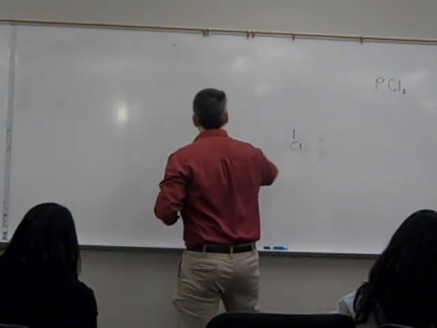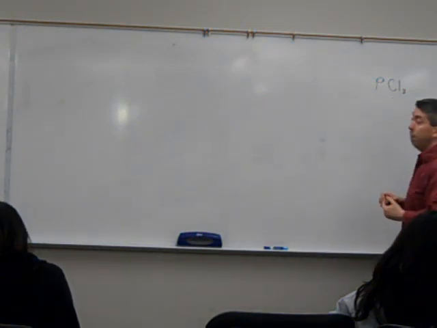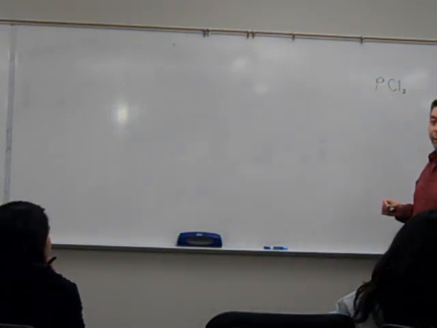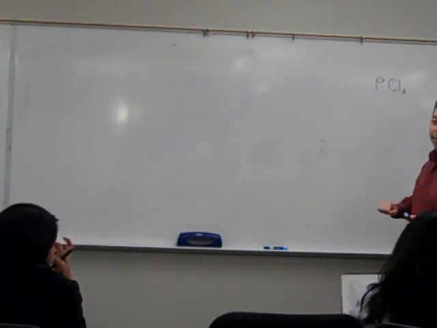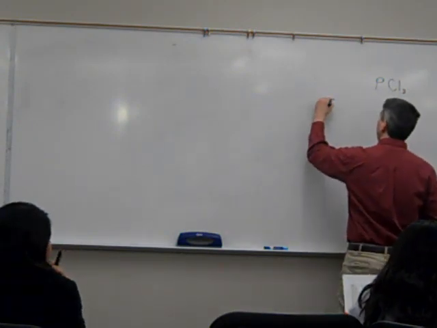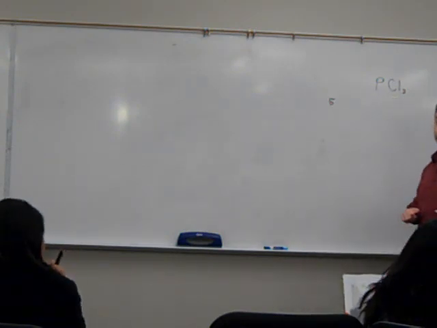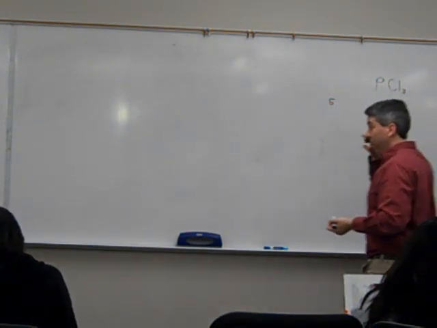So now, from there, we want to draw the Lewis structure. Well, the first thing you want to do in drawing the Lewis structure is identify how many valence electrons you have. How many valence electrons does phosphorus have? 5. And you can tell that from its position in the periodic table. Valence electrons are the outermost S and P electrons.